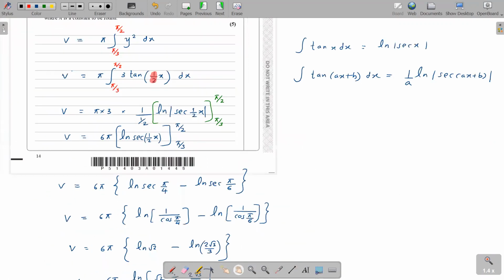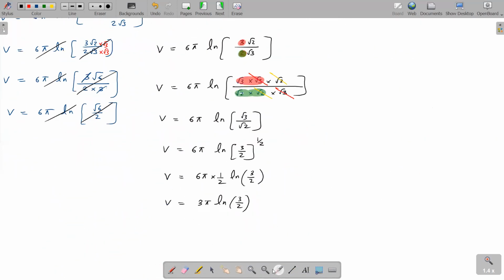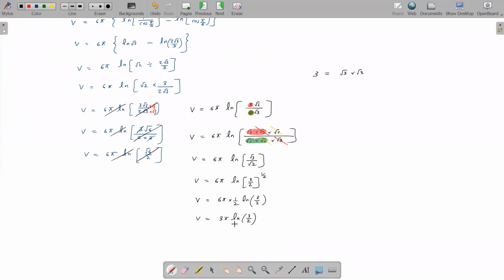So this is the show that. Show that says to get the answer A ln 3 over 2. So the A value is 3 pi. Are you with me? Okay, so this is the answer.